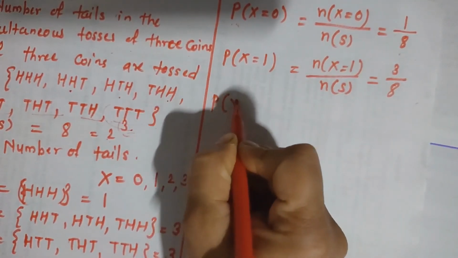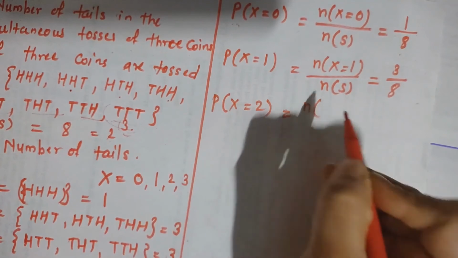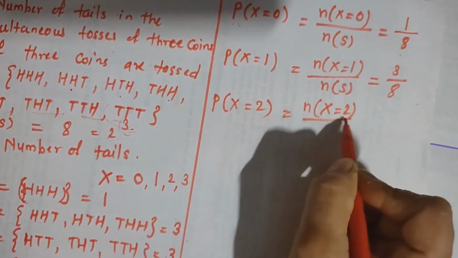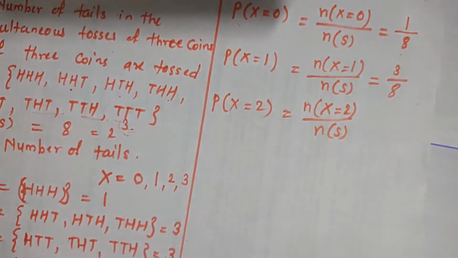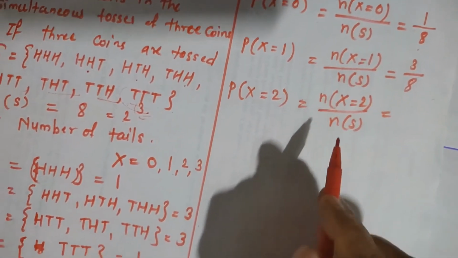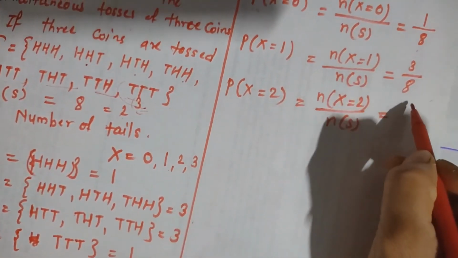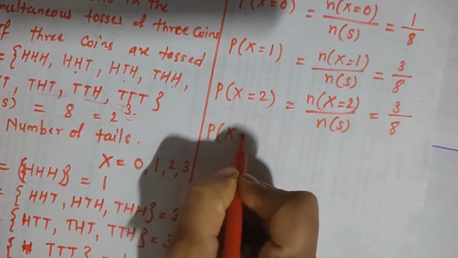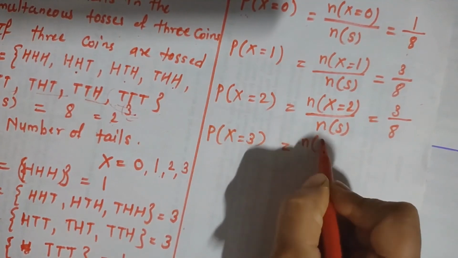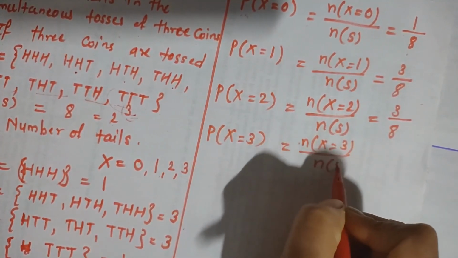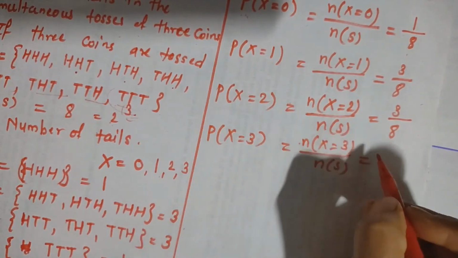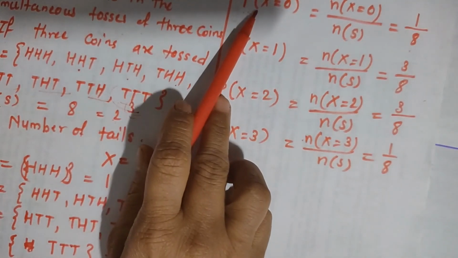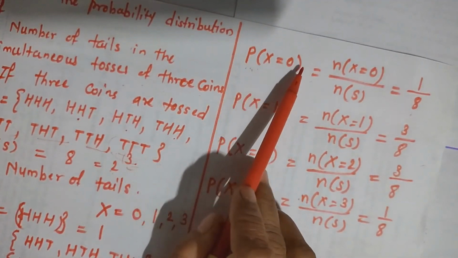Next, the probability of X equal to 2 is the number of sample points in X equal to 2 upon the total number of sample points n(S), and n(X equal to 2) is 3. So the probability of X equal to 2 is 3 by 8. And next, the probability of X equal to 3 is the number of X equal to 3 upon the total number of sample points, so 1 upon 8. These are the probabilities for all values of the random variable.